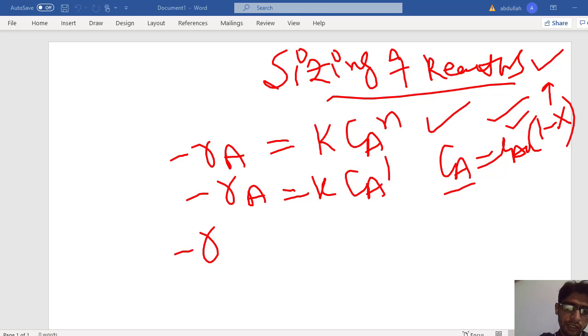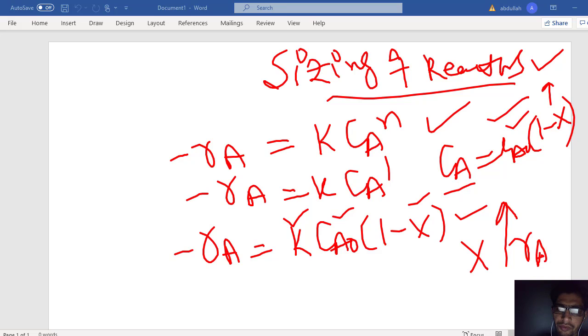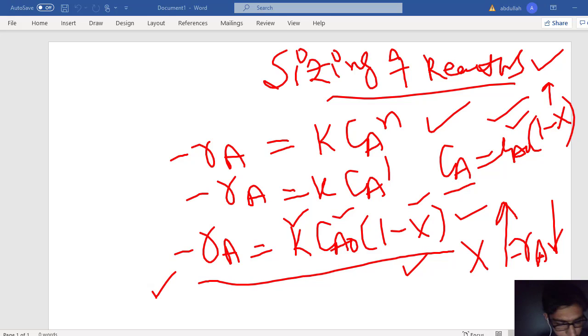Now we can also write the rate as K Ca0 into 1 minus x. This K is the rate constant, which depends on the temperature. Ca0 is the initial concentration, and x is the conversion of reactant A. From this relation we know that when conversion increases, the rate of A will decrease. This equation shows that as conversion of A increases, the rate of A decreases.